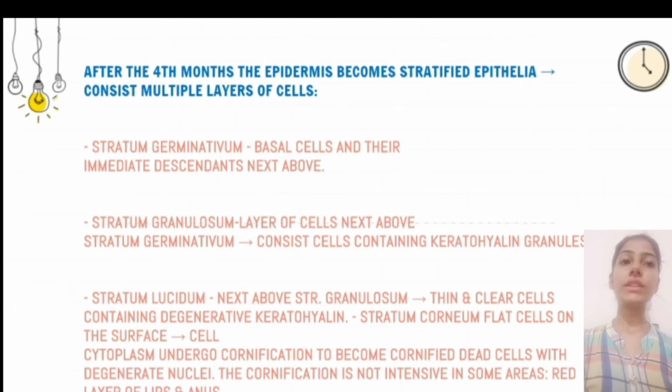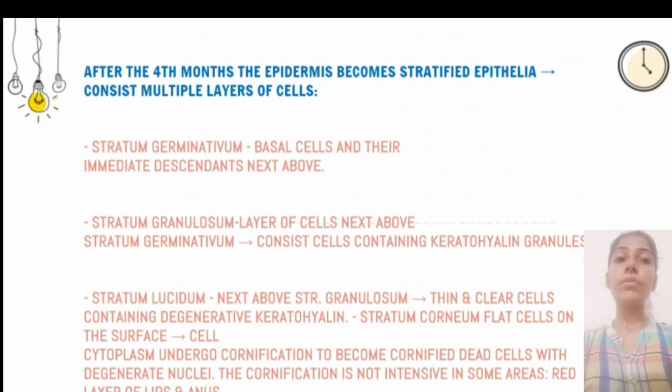After the fourth month, the epidermis becomes stratified. Epithelia consist of multiple layers of cells. Stratum germinativum: basal cells and their immediate descendants. Next above, stratum granulosum: a layer of cells containing keratohyalin granules. Stratum lucidum next above: thin and clear cells containing degenerating keratohyalin.